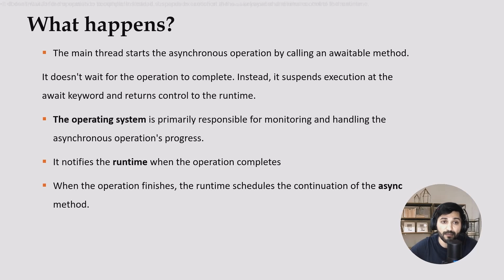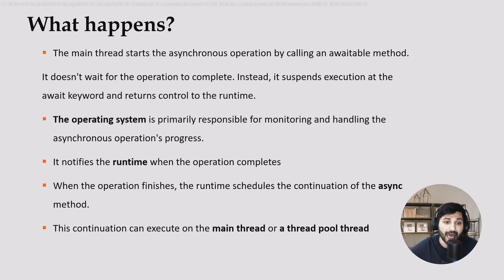So the first time, the main thread suspends execution, and now after receiving a response from the operating system, the runtime schedules the continuation of the async method, and this continuation can execute on the main thread or a thread pool thread. Depending on whether it is a console application, WPF, ASP.NET, or Windows Forms application, we have the continuation on our main or a thread pool thread, and it is also possible for us to configure it. So that's actually all that happens behind the scenes of the async await keywords.